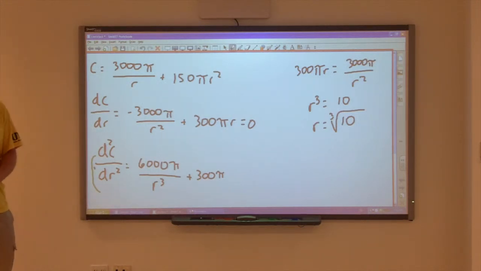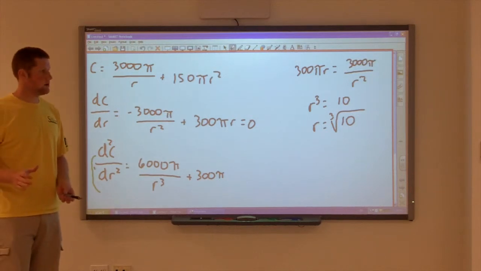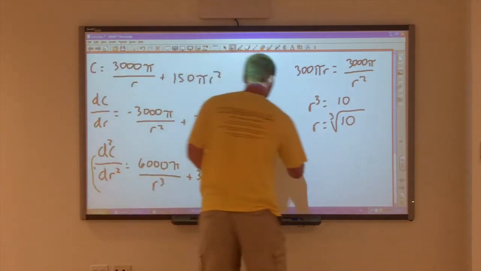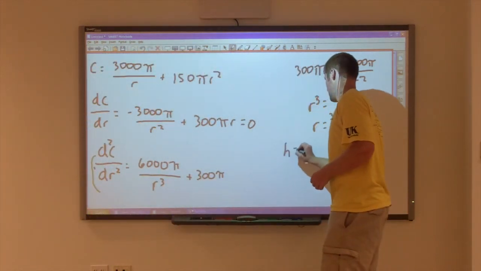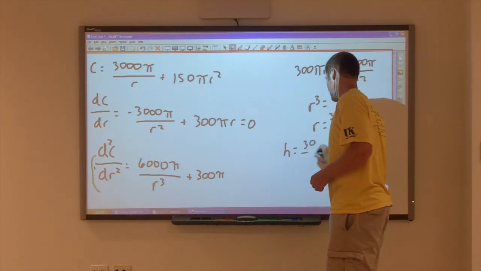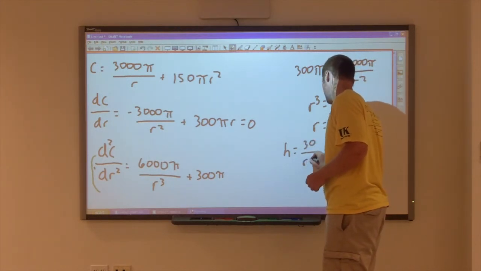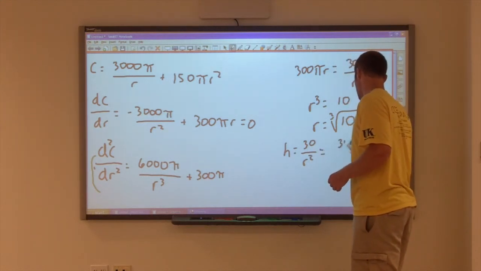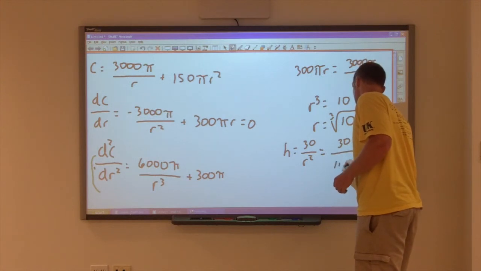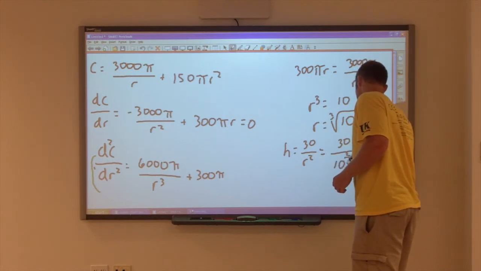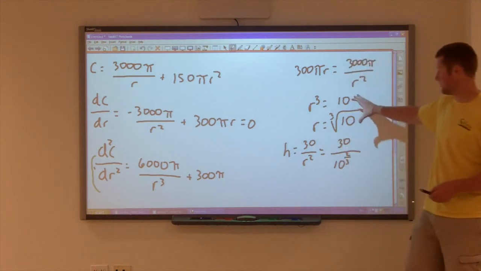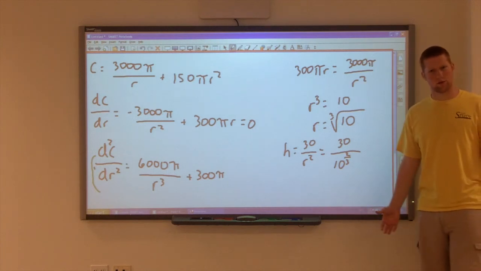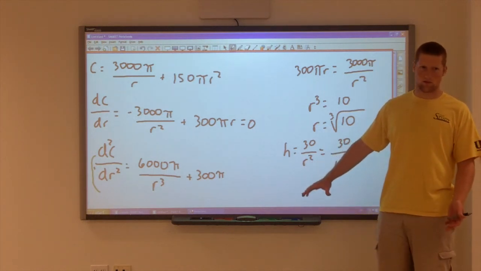So we're not quite finished with the problem yet because we do need to go back and figure out what the height was. If you recall, the height was equal to 30 over r squared, which would be equal to 30 over 10 to the 2/3 power. So we have a positive radius and a positive height. We've proved that our cost is minimized, and we've just saved this company a lot of money by designing the most efficient cylinder that we possibly can.